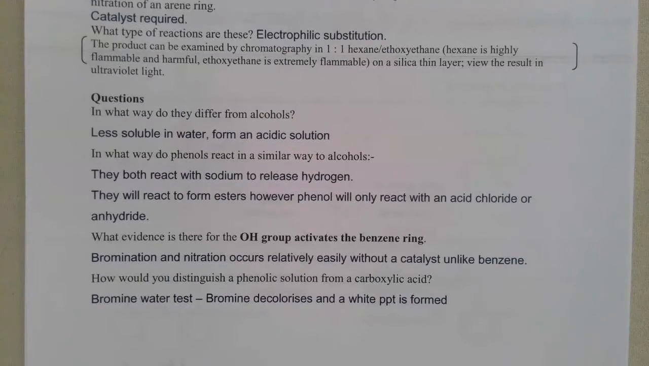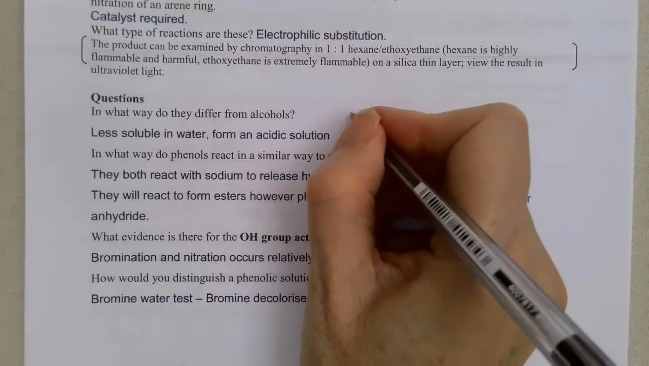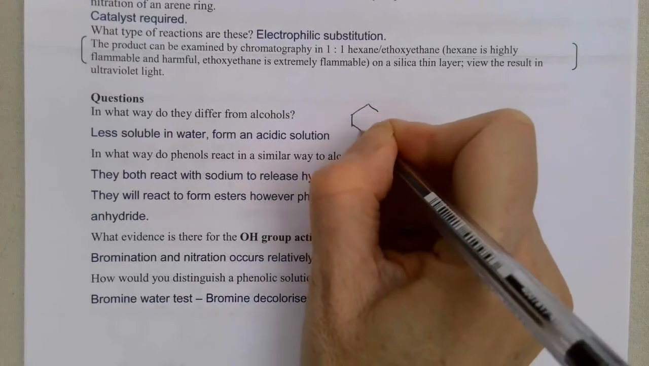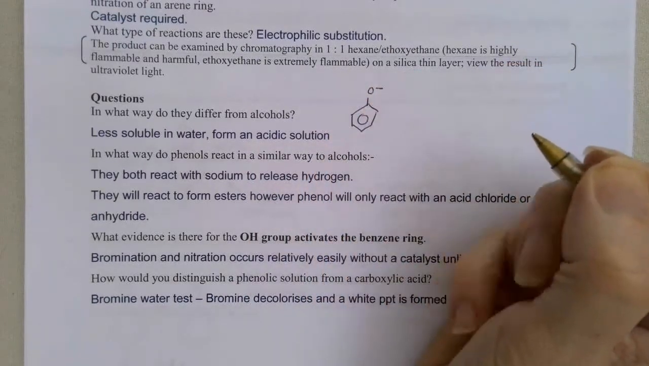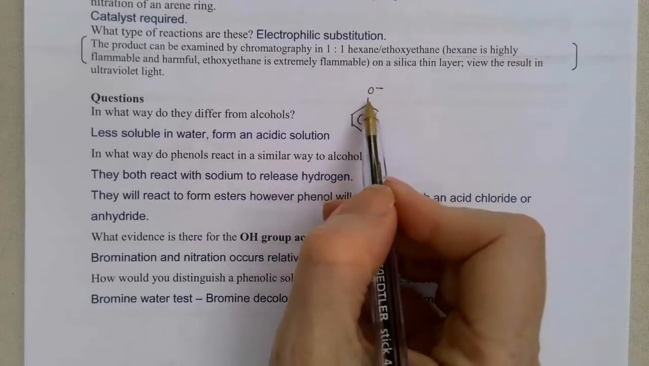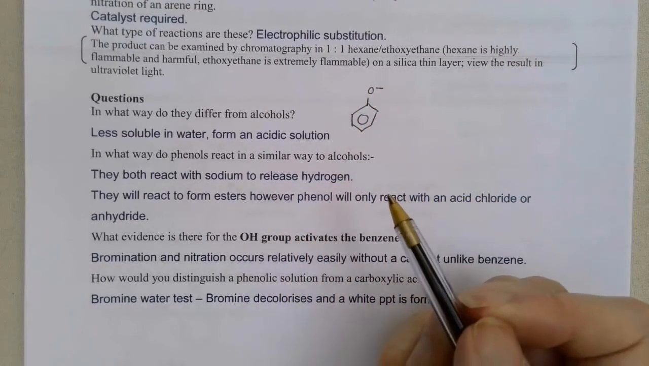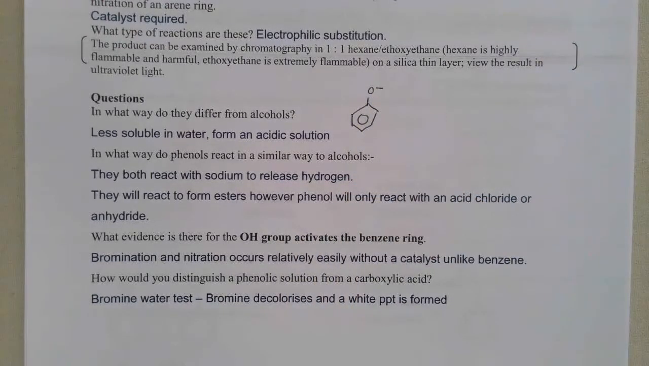So phenols are less soluble in water than alcohols because they've got that hydrophobic benzene ring attached to them, and the lone pair on the oxygen is less available to form hydrogen bonds. They're actually acidic because they can lose that hydrogen off of the OH group to become O negative. The reason they can do that is because that negative is delocalized over the ring, making it less likely for the hydrogen ion to join back.